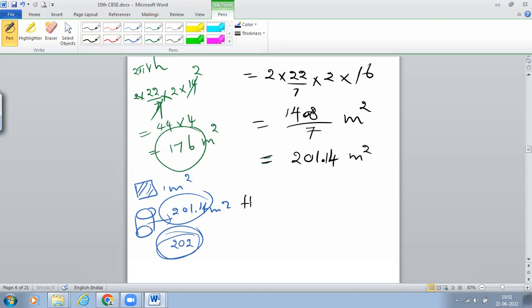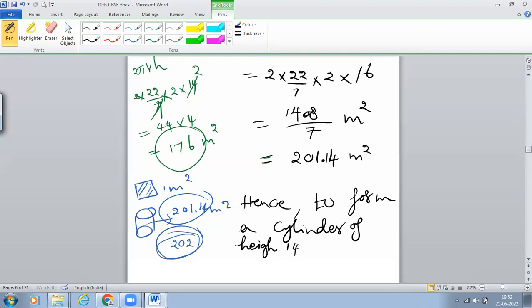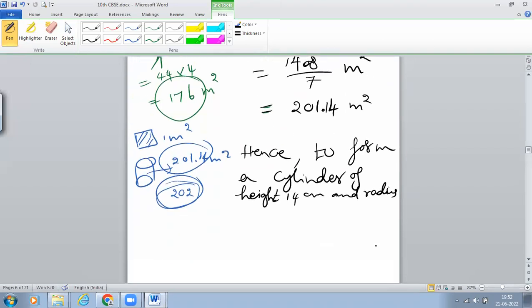Hence, to form a cylinder of height 14 centimeter and radius 2 centimeter, we need 202. Like this you have to conclude. Hence, to form a cylinder of height 14 centimeter and radius 2 centimeter, we need 202. This is the answer.